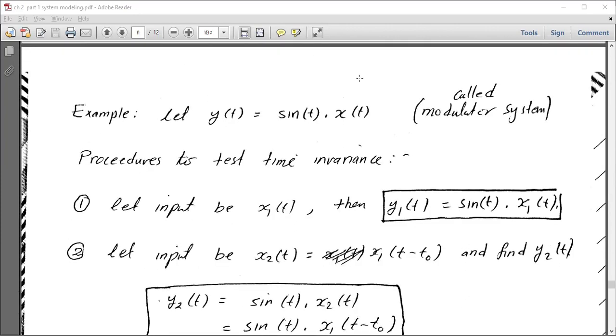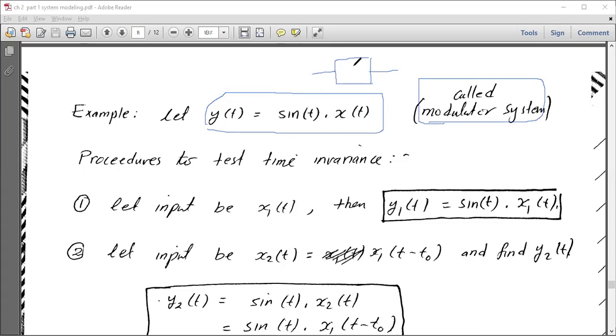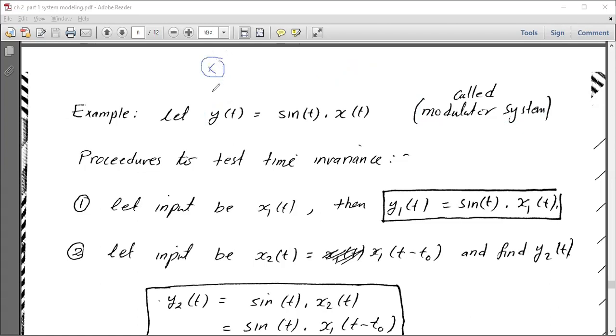Let's see the procedures to test whether this is a time varying or time invariant system. Let's take this example, y of t equals sine of t times x of t. We call it a modulator system. It's a multiplication system. Whatever you have in the input, x of t, you multiply it by sine of t, and you get the output.